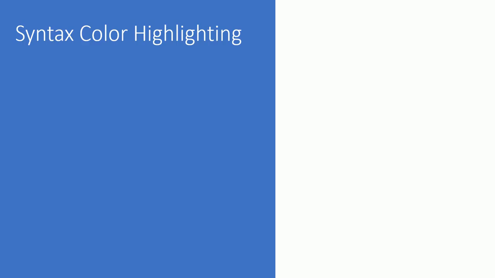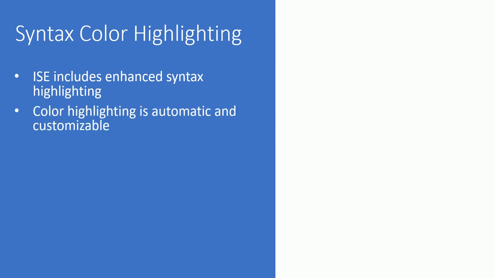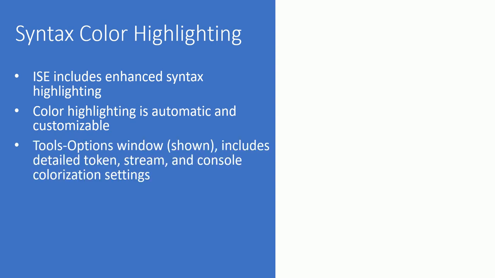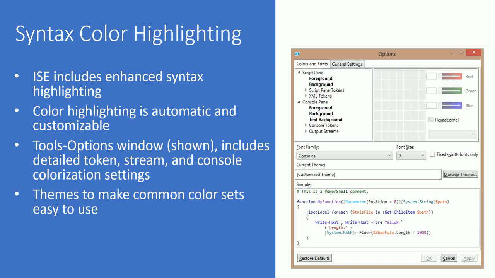And now syntax color highlighting. ISE includes enhanced syntax highlighting. The color highlighting is automatic and customizable. The Tools Options window shows details including token stream and console customization. And that's the option I was showing you. You can change your color coding if you don't like to see this part of the script in the purple, green or red color. If you want to change the colors, here you can select and change the color as well. And you can change the font size when you are writing the PowerShell code.